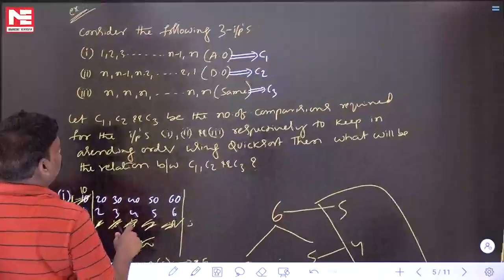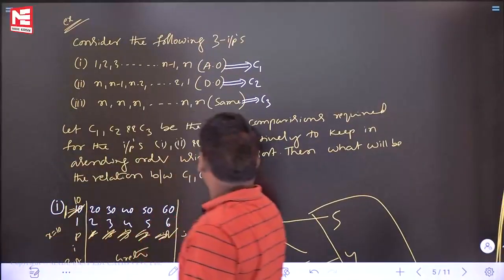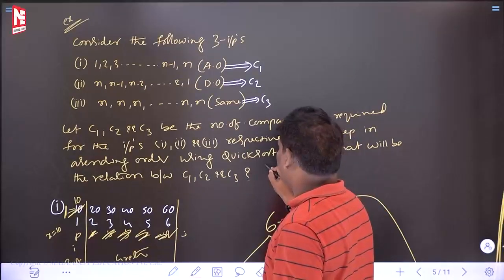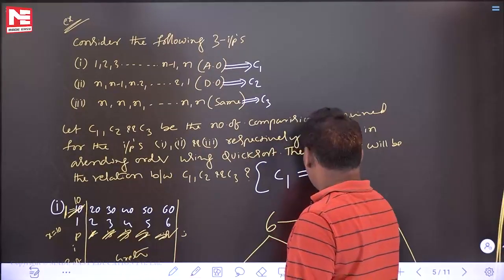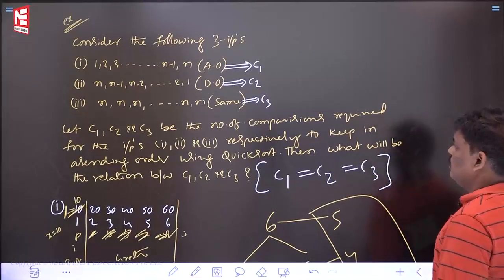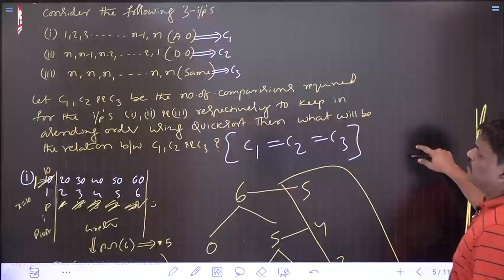This is the problem. Let C1, C2, C3 be the number of comparisons. So he is asking, then what will be the relation between C1, C2, C3? What is the answer? C1 is equal to C2 is equal to C3, right? Please be careful, right? These many comparisons are there.